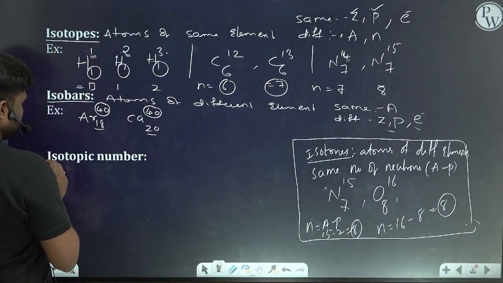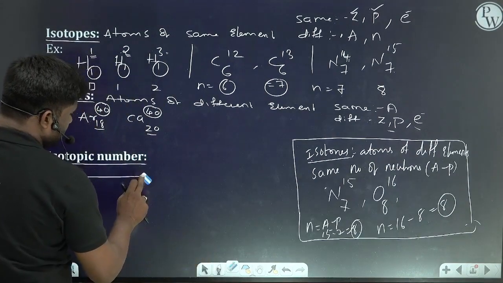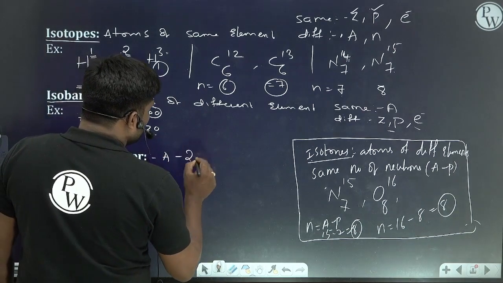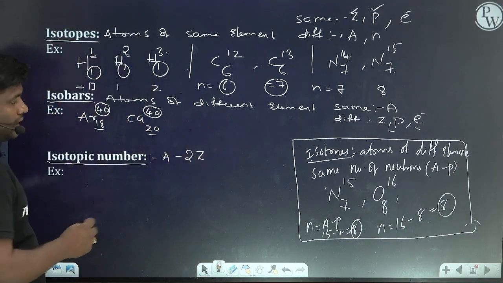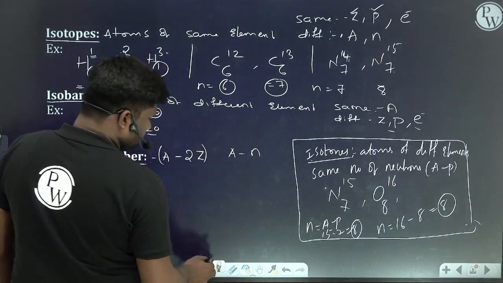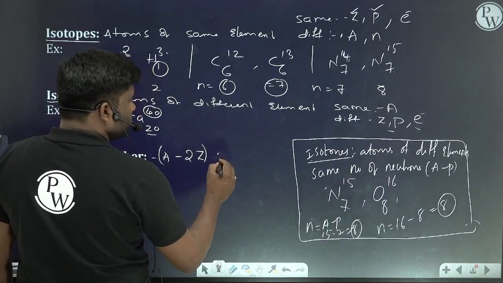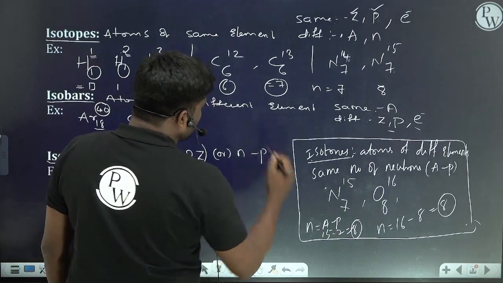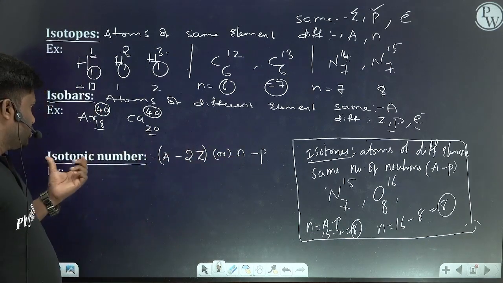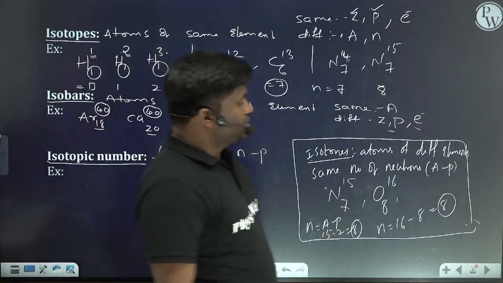Okay. Next, isotopic number. Isotopic number means A minus 2Z, or else N minus P. A minus 2Z or N minus P, both are same. Isotopic number means A minus 2Z or N minus P.